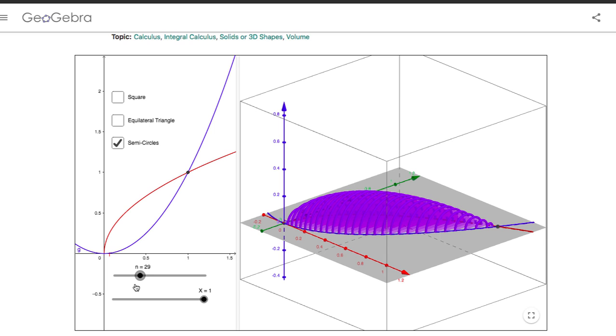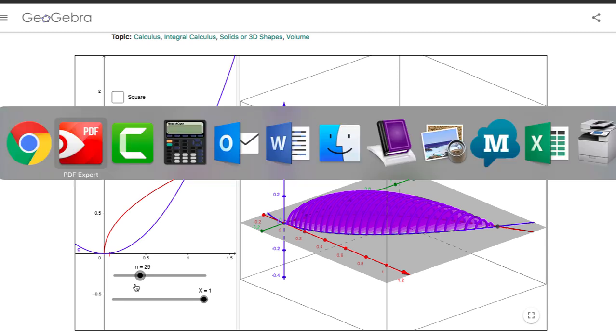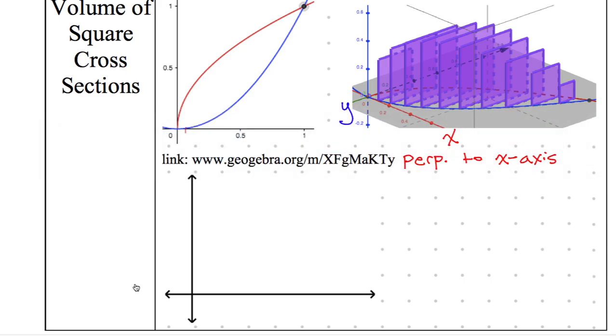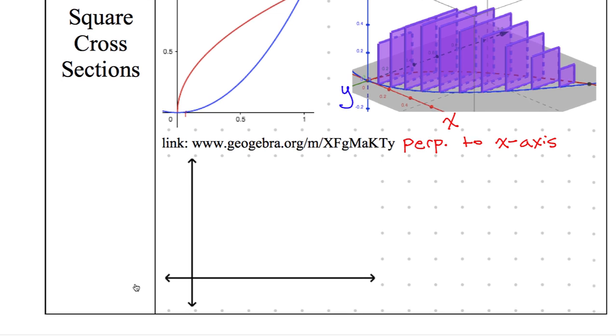And we're going to be going through all of these because they're equally likely. Actually, not equally likely. I know AP graders prefer some to others. I think rectangles are a very popular choice. Squares are also pretty good. So how did you make your square cross-section?